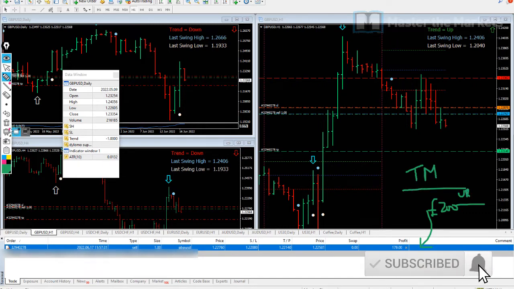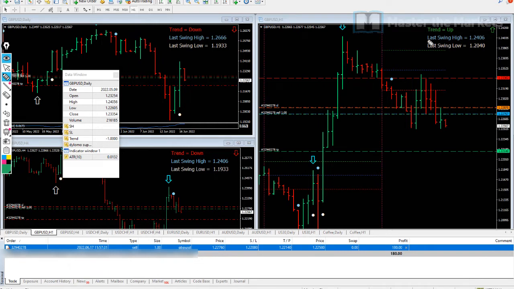This is a very simple trade management strategy. What we'll be doing is just trailing it behind the high of every 1 hour bar. Remember, this is all based on the stretch principle.